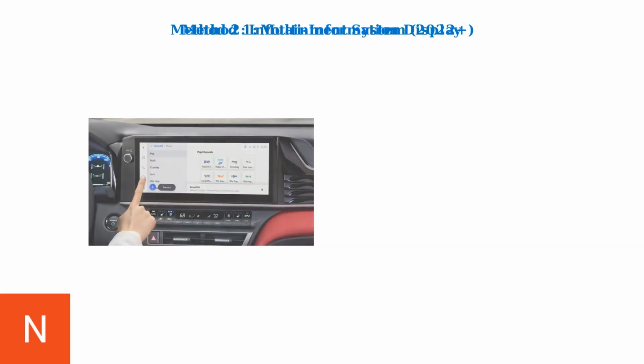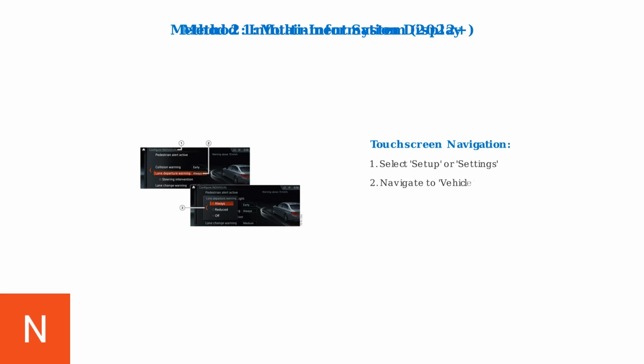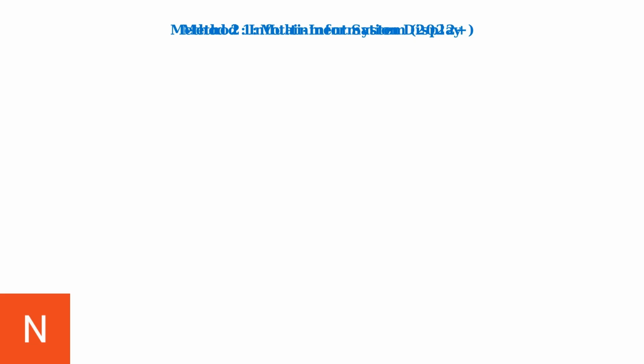Method 2 is available for 2022 and newer Camry models. You can access these settings directly through the infotainment touchscreen system. Navigate through the touchscreen menu by selecting Setup or Settings, then Vehicle, and finally Driver Assistance. Here, you'll find the lane assist options with detailed customization settings.